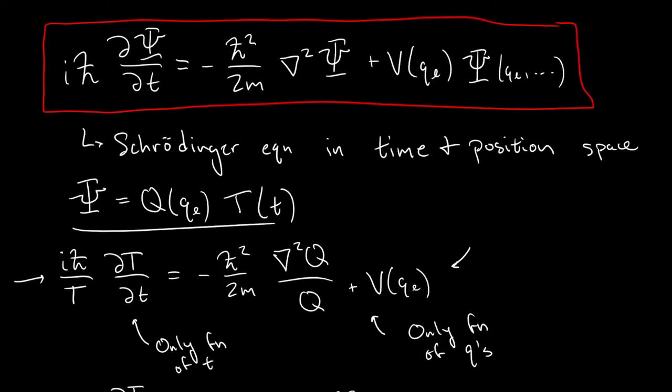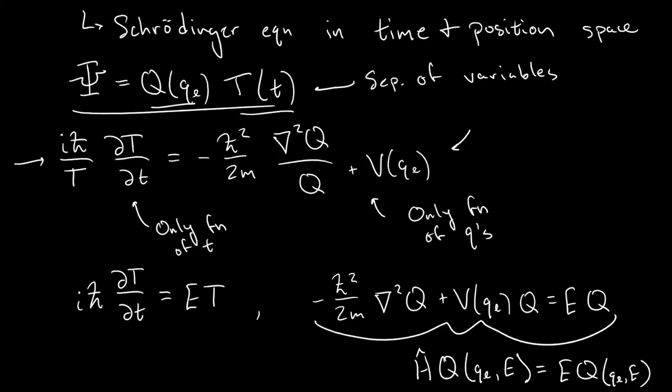Another question: what is capital T? So capital T just comes from this separation of variables, where we notice that the left-hand side only has time derivatives, the right-hand side only has space derivatives, and this V only depends on spatial coordinates. So we split our function psi into a piece which only depends on coordinates and a piece which only depends on time, and we see this complete separation of the equation, where the left-hand side only depends on time, the right-hand side only depends on space, and so each side has to be equal to a constant for this equality to be satisfied.